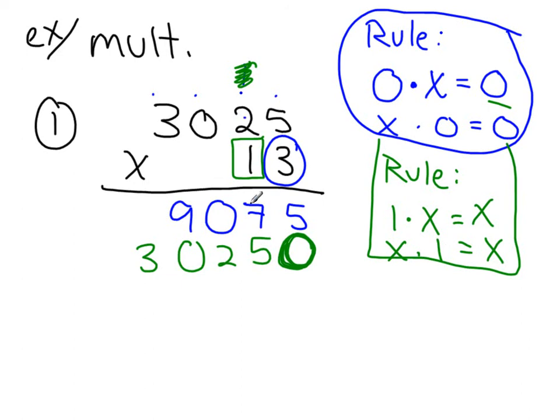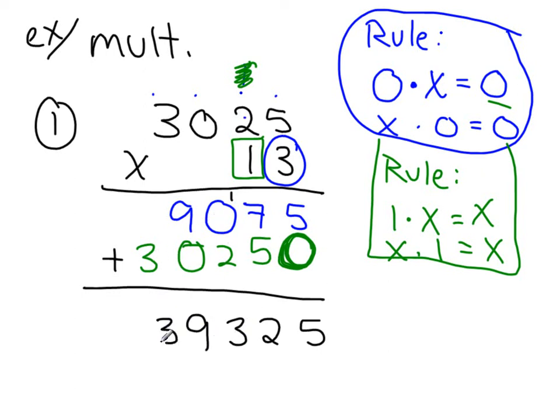Now, what do I do with these two digits? I add them. So we're going to take these guys, add them up. 5 plus 0 is 5. 7 plus 5 is 12. Carry the 1. We're adding now. 1 plus nothing is 1 because we're adding. So be careful. I didn't add anything to 1, so it's still 1. Plus 2 is 3. 9 plus nothing is 9. And 3 plus nothing is 3. So now we have 39,325. And you don't need that comma there.